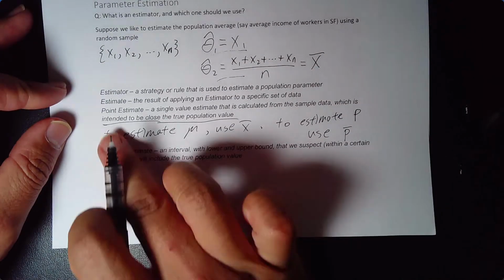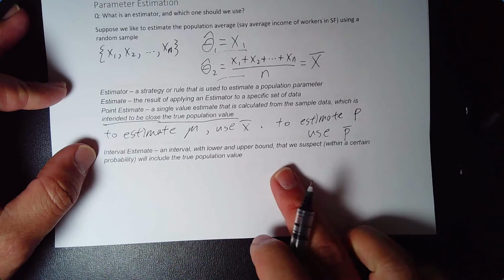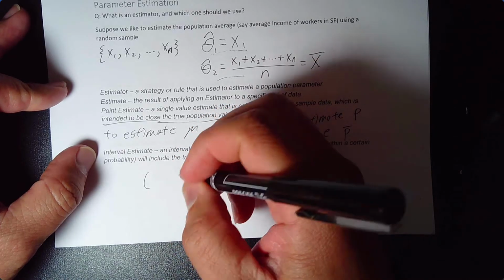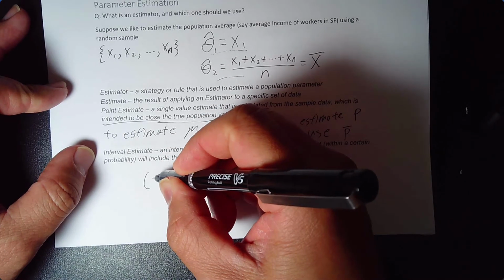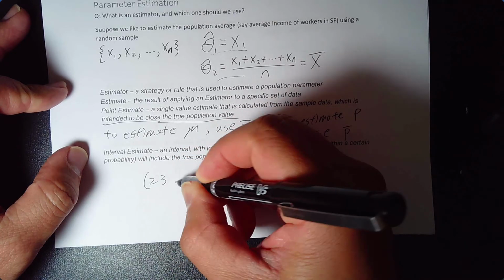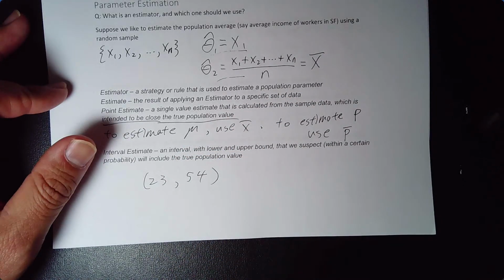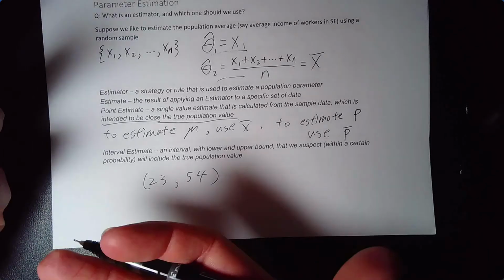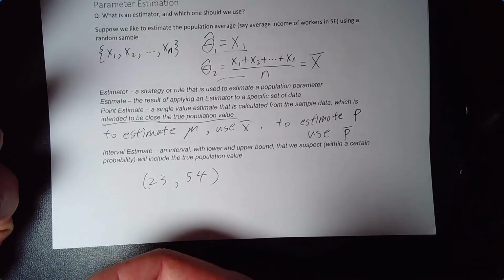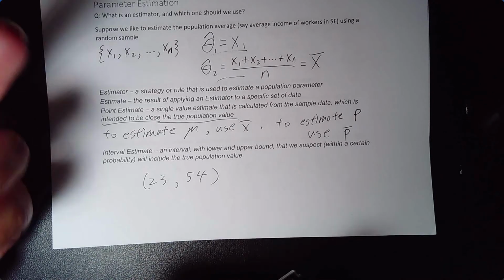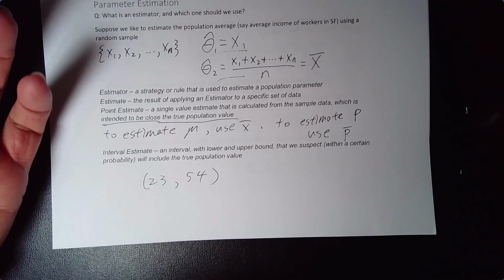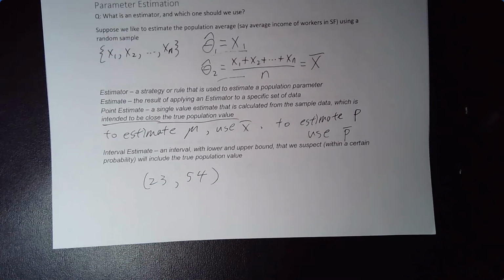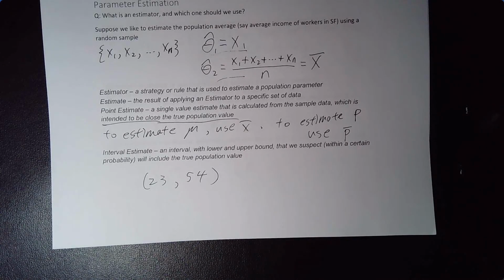However, we would also like to do an interval estimate. An interval estimate would be something like this: what is the average? Well, I estimate the average to be between 23 and 54. I'm just making these numbers up. An example would be if you call Comcast and the guy gives you an estimate of his arrival time, and he tells you that he'll be there sometime between 1 o'clock p.m. and 8 o'clock p.m. That is an interval estimate, versus if he just tells you that he'll be there at 5, that would be a point estimate.